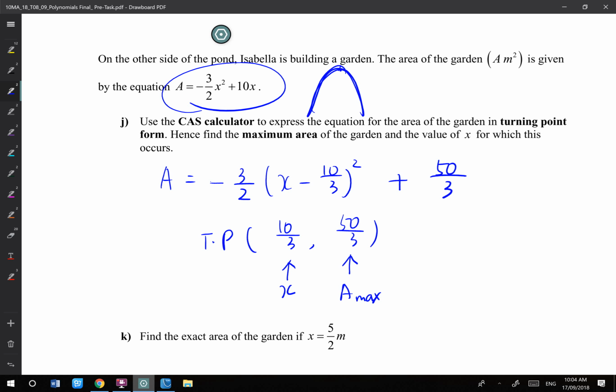The x equals 10 over 3 will have the maximum area occur. The maximum area is 50 over 3. Okay, it's 50 over 3. Find the exact area of the garden if x equals 5 over 2.